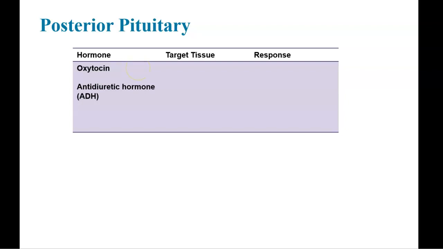But like I mentioned, you do have to know the target tissue and the response for each of these hormones. For oxytocin, the target tissues would be the uterus and the breast, because in the uterus it stimulates uterine contractions. That would be the response. For the breast, it initiates milk ejection. So not milk production, but milk ejection. For the antidiuretic hormone, the target tissue would be the kidneys, and this one stimulates the kidney to reabsorb water.